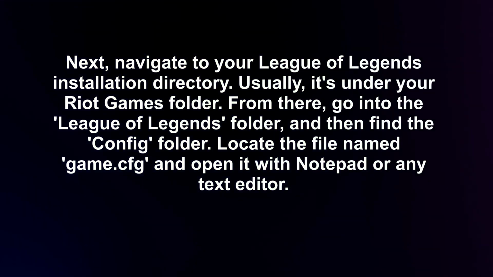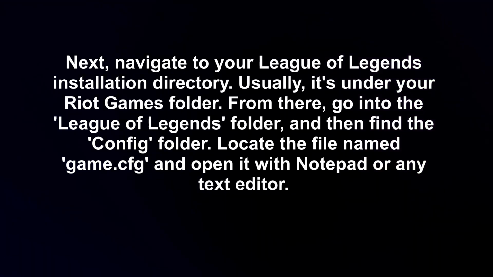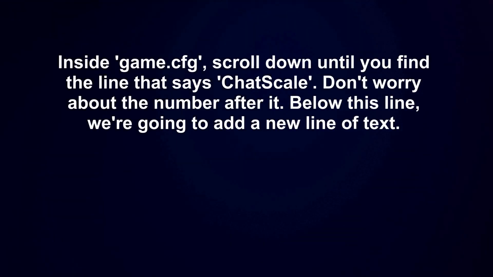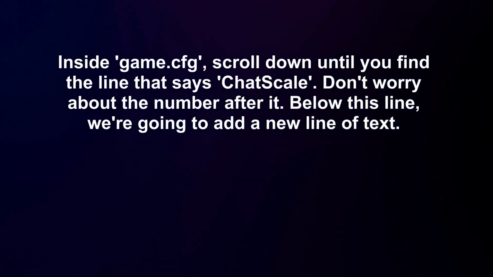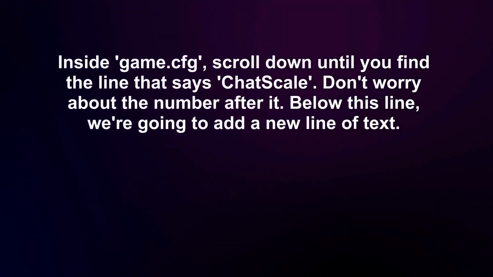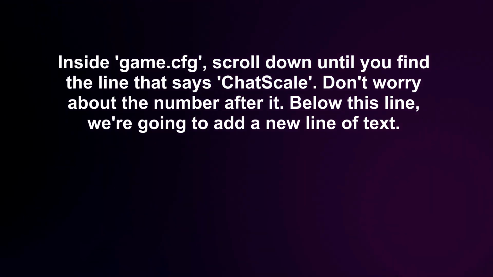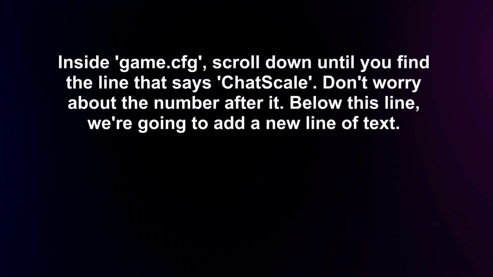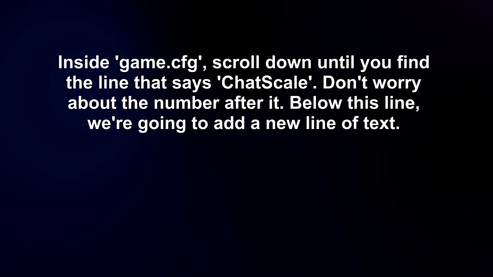Locate the file named game.cfg and open it with Notepad or any text editor. Inside game.cfg, scroll down until you find the line that says chat skill. Don't worry about the number after it. Below this line, we're going to add a new line of text.